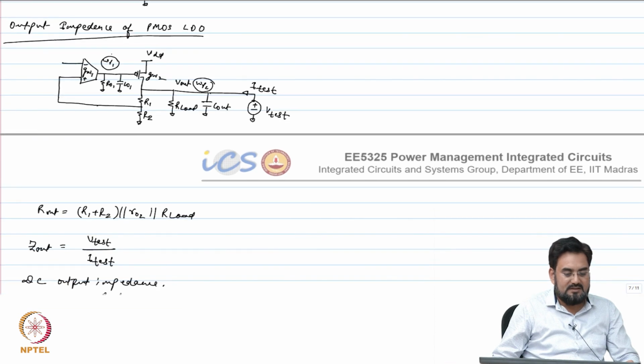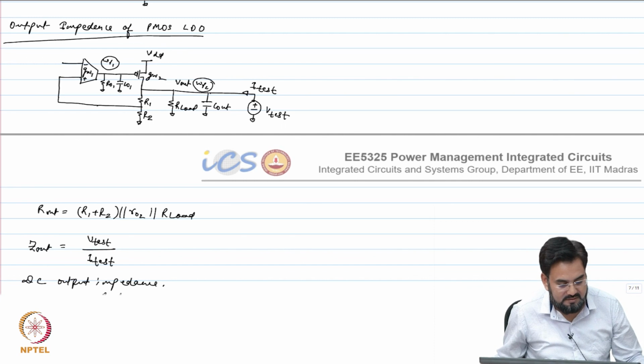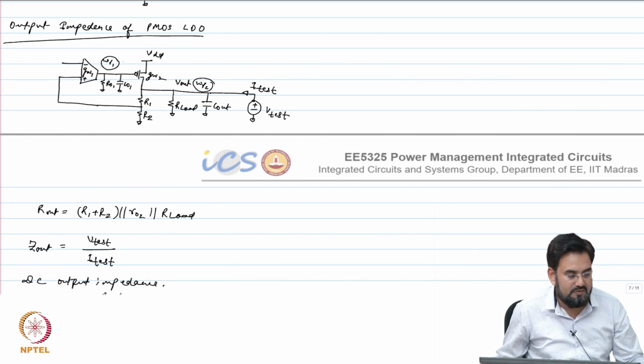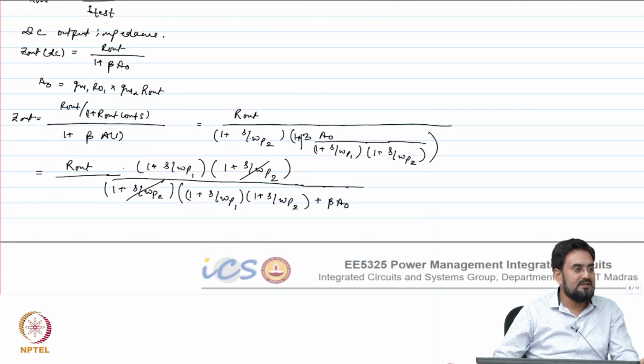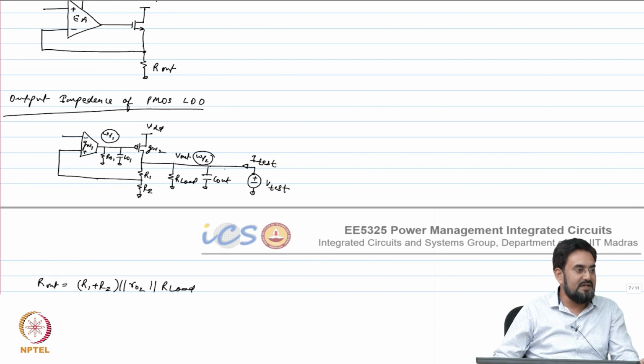Which means if you make this pole dominant, omega p1, then what would happen? After UGB, this will behave like a short. So, the impedance looking into this will be nothing but R out parallel R1 plus R2 parallel R load, and that is what is happening at UGB. Okay. Before the second pole hits.